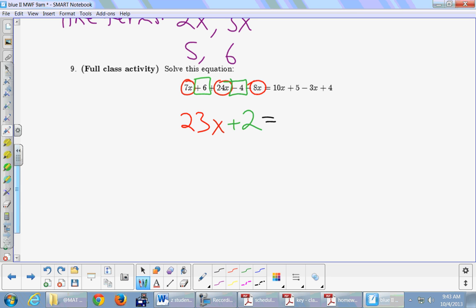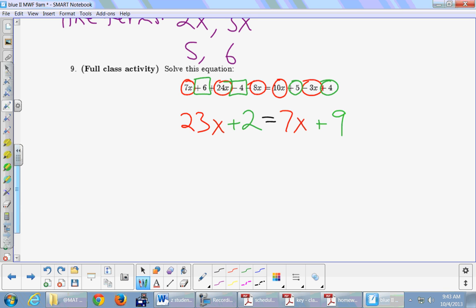Okay, where are my orange rods in this problem? There's the 10x, and then we take away 3x, and we get 7x, 7 of those rods. And then finally, the green cubes are plus 5 and plus 4. How many cubes do we have? 9 of them.